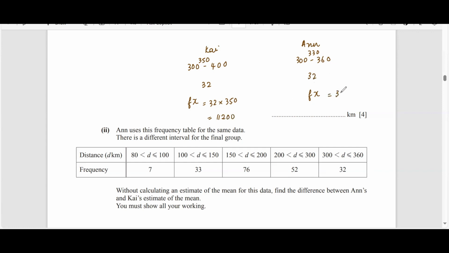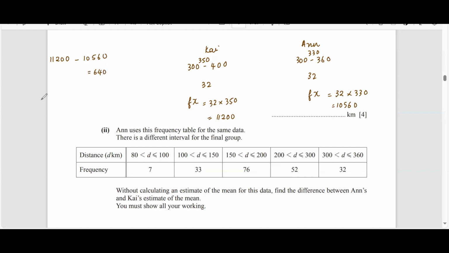Now again find fx here. F is 32 and the midpoint is 330. So 32 into 330 will give us 10,560. We need to find the difference between their estimates of the mean. So subtract them both. 11,200 minus 10,560, you'll get 640.